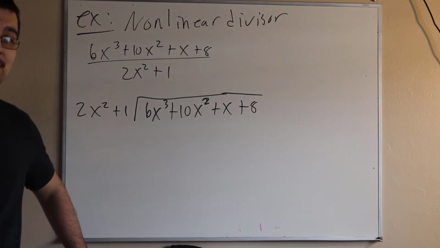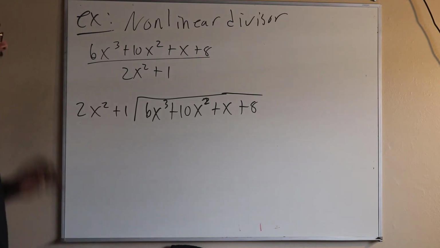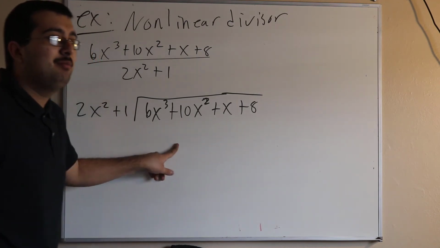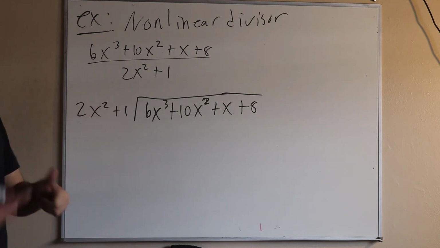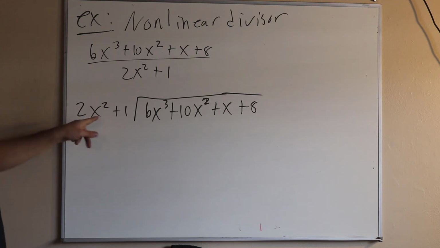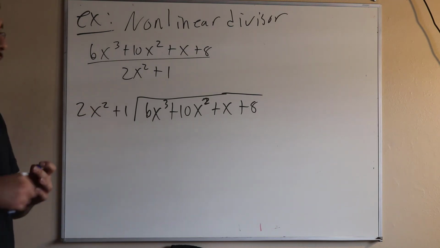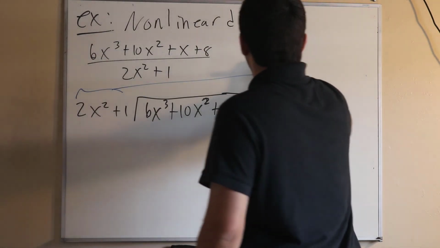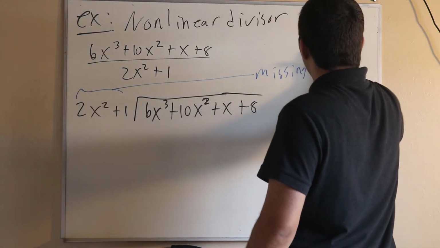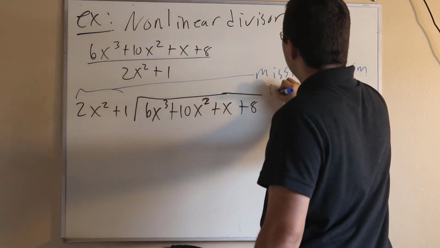Okay, so the missing term, if you're able to see it, isn't in the dividend this time, but we actually have a missing term in our divisor, right? Because the highest power in our divisor is x squared, so that means we need an x squared term, we need an x term, and we need a constant. But we don't have an x term. We're missing that x term. So, missing x term in divisor.